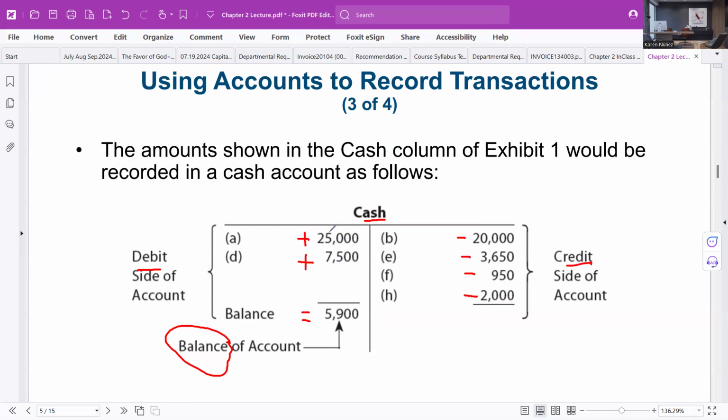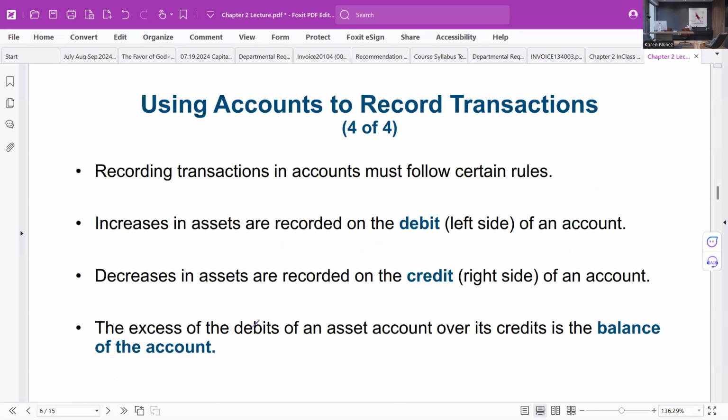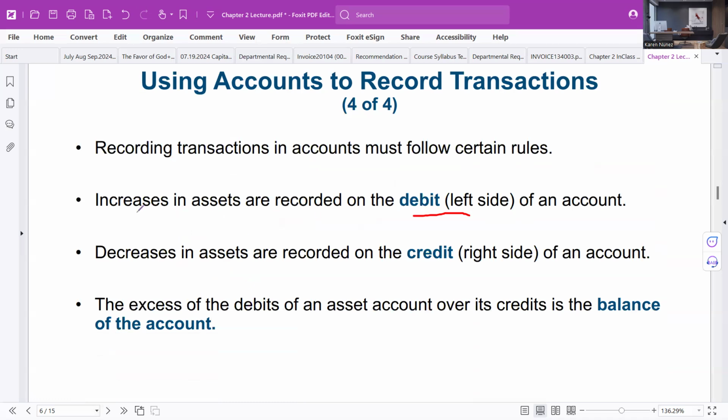Right? Take all these amounts on the left side for this cash account, subtract all the amounts on the right side, and we end up with a balance of 5,900. So in general, that's how assets are going to work for us, right? If we've got an asset, the left side's the debit side, and that is in fact the increase side. The right side is the credit side, and that is in fact the decrease side. And all assets are going to behave that way. And the excess of the debits over the credits is going to be the balance in the account. And we'll talk a little bit more about the other accounts, the liabilities and the equity, in a few minutes.